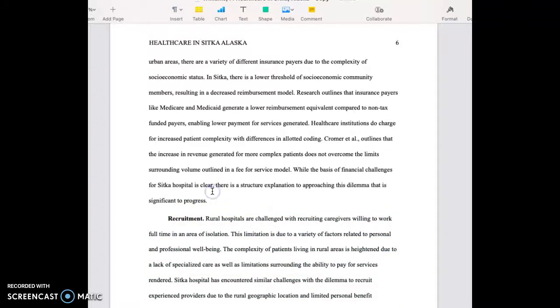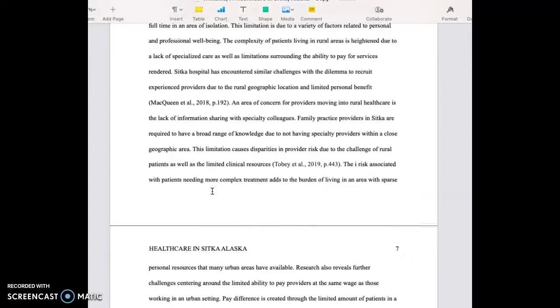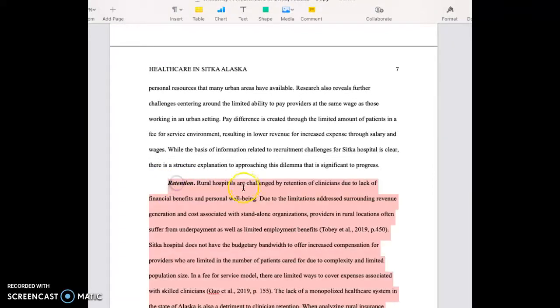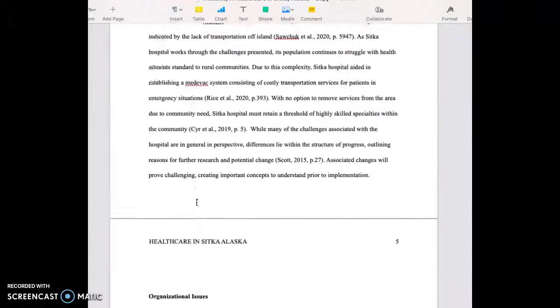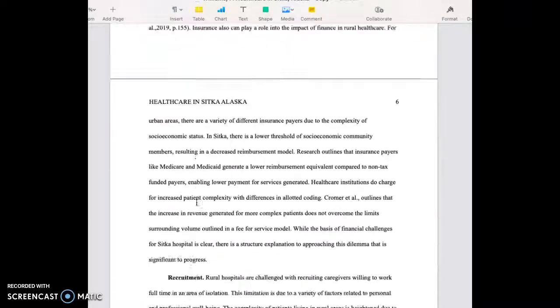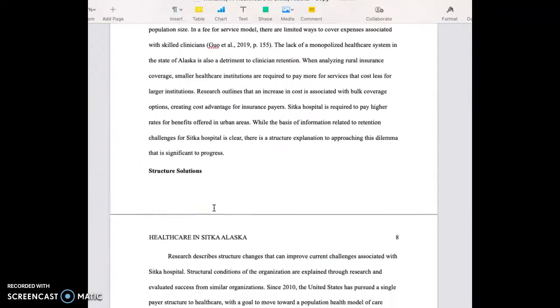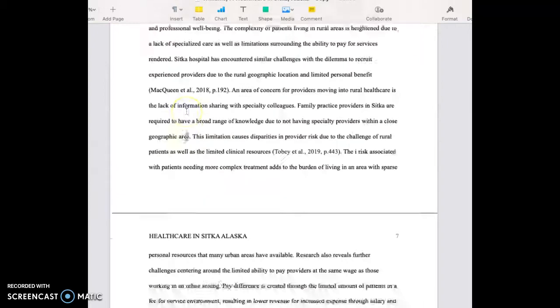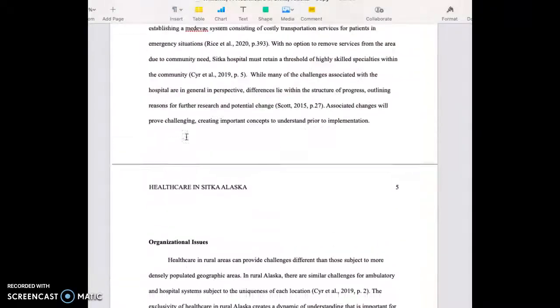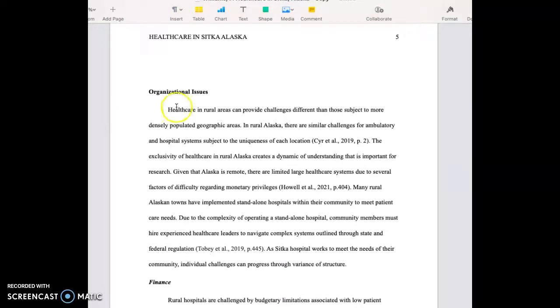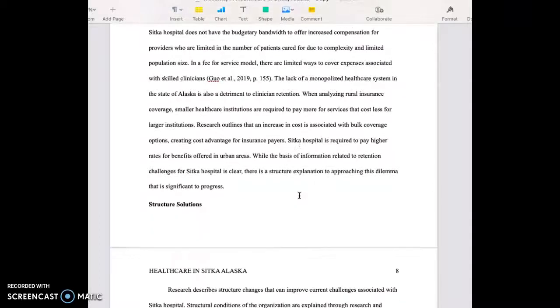Recruitment is an organizational issue, so that's a level 4 header. Retention is an organizational issue, so that's a level 5 header. So we went from 1, 2, 3, 4, 5. And you can see how they're a little different. Solutions shoots back up to, it's still talking about Sitka Hospital, so we're still under a level 1 header, but it's a different topic within Sitka Hospital. So it's not the same as organizational issues. It's the opposite, right? It's solutions. So I'll go back to the level 2 header to talk about that.